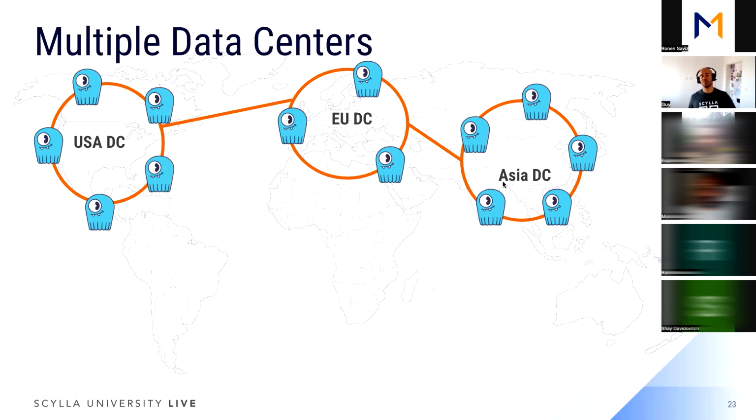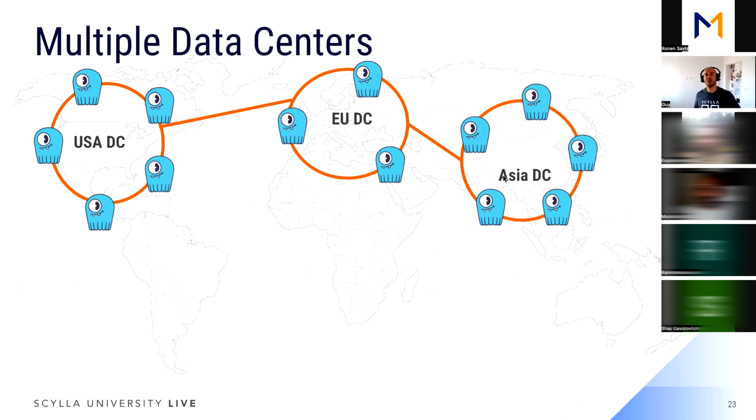ScyllaDB is built to be topology aware, so it would know that the nodes are placed on different data centers, and it's even possible to define the database so it's aware of the different racks or zones within each data center. And the reason for that is that, well, there are many reasons for us to want to use data centers and for the database to be aware of the data centers.